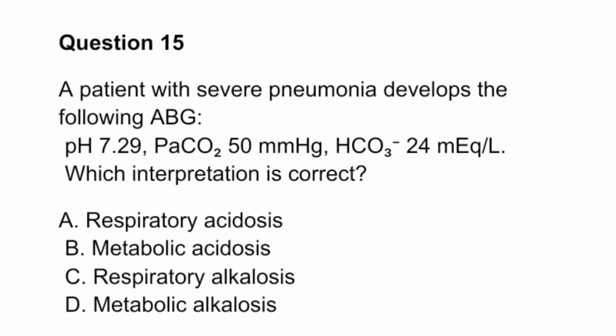Question 15. A patient with severe pneumonia develops the following ABG: pH 7.29, PaCO2 50 mmHg, HCO3- 24 mEq/L. Which interpretation is correct? A. Respiratory acidosis. B. Metabolic acidosis. C. Respiratory alkalosis. D. Metabolic alkalosis.